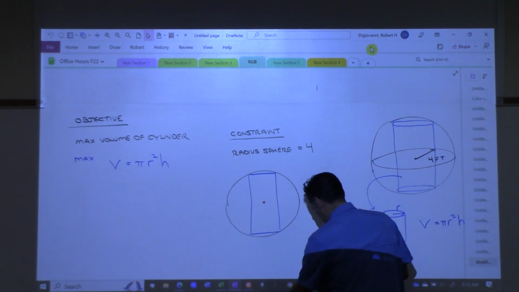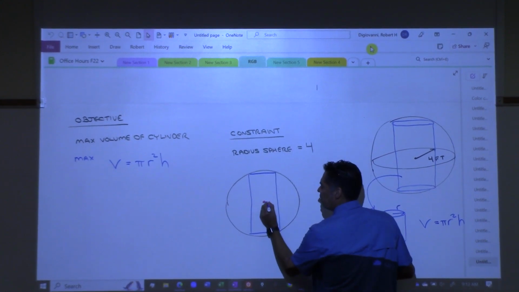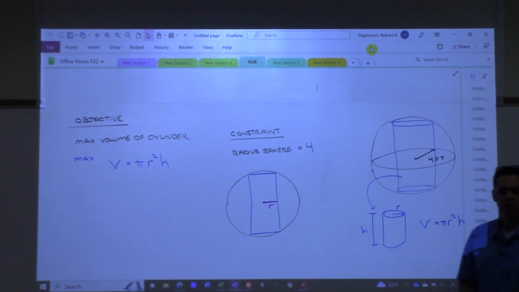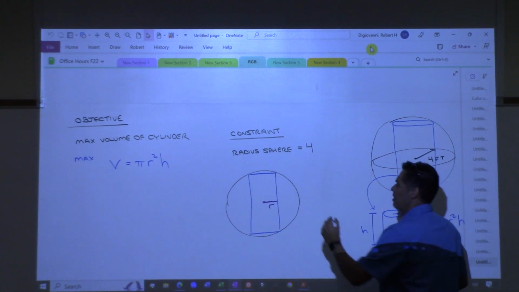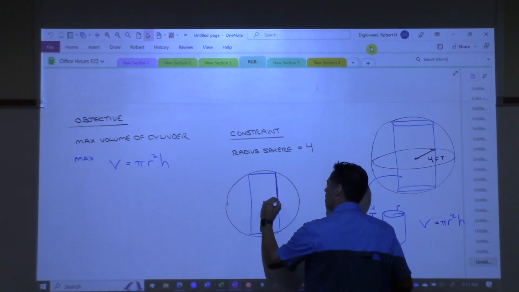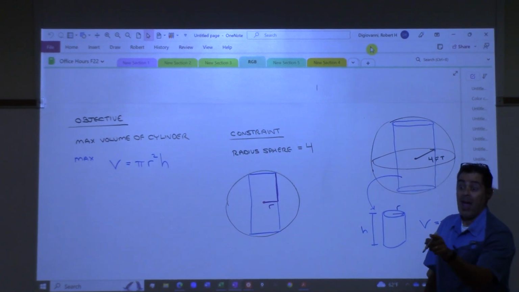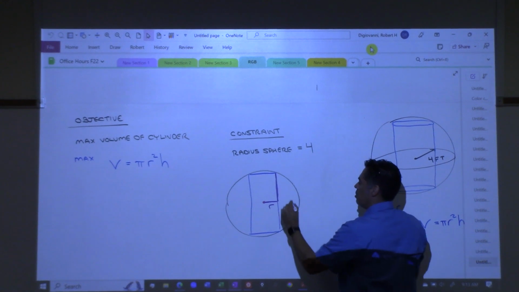Do you all agree that the distance from here to here, that would be R? Right? That would be R. And do you agree that the distance from here to here, well, you tell me, what would that be? Half of H, right? This is all of H, right? This would be half of H.